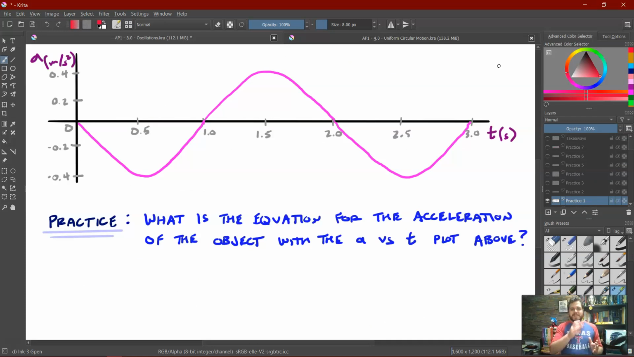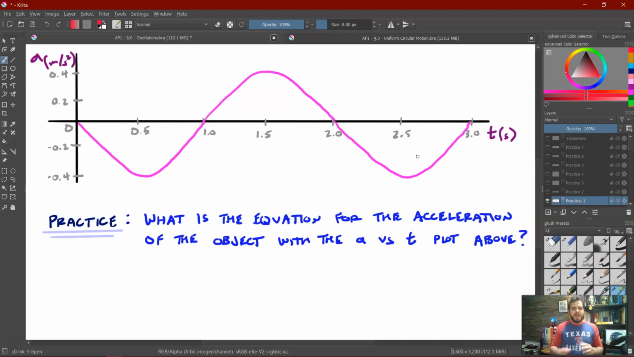Let's say I've got this acceleration versus time graph here, and the time is in seconds, the acceleration is meters per second squared, and we want to know what is the equation for the acceleration of this object with this specific a versus t graph. Now, if you feel confident in this, go ahead and give it a shot, come back, and we'll see how you do, but otherwise, I'm going to start going through it here.